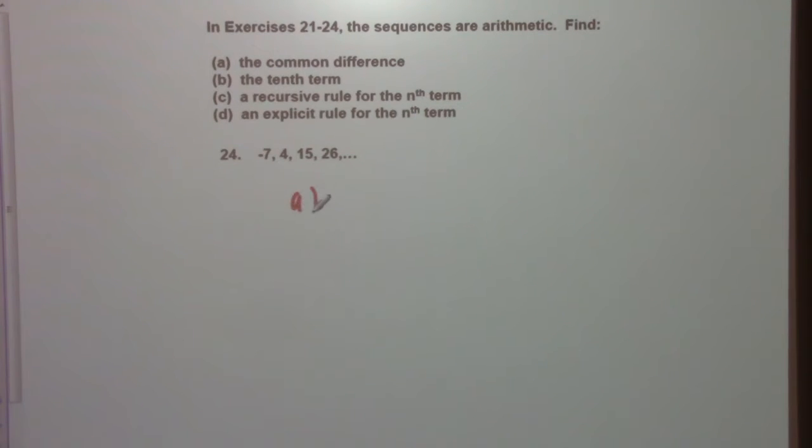All right, this is number 24. d equals plus 11. So d equals 11. Okay, part A: a sub n equals -7 plus 11 times n minus 1. -7 plus 11 times 10 minus 1. n minus 1, right? Okay, and then part B.